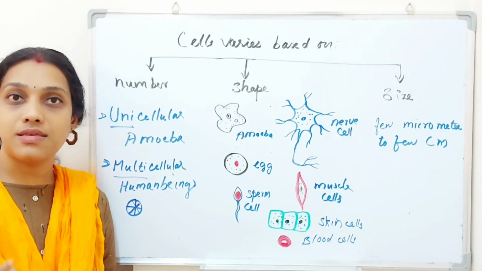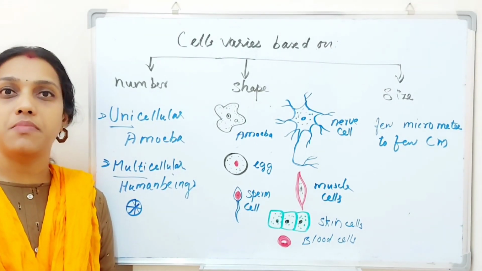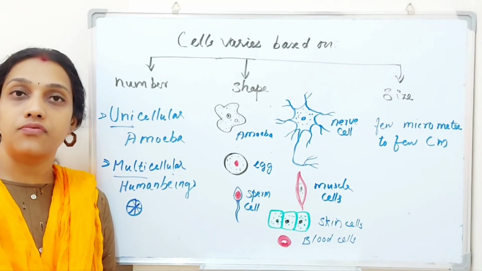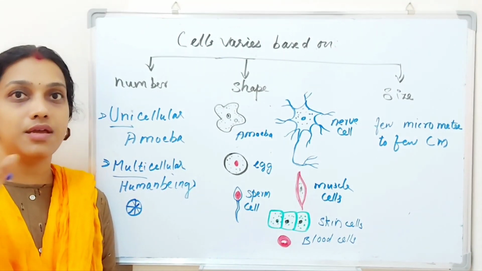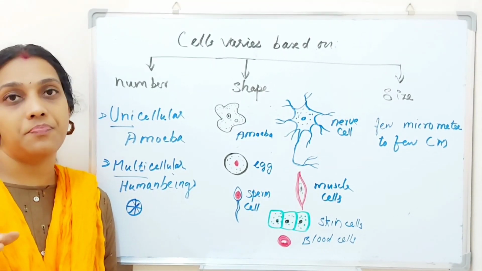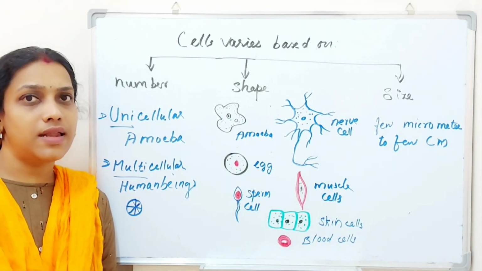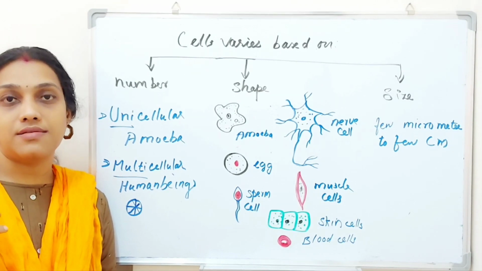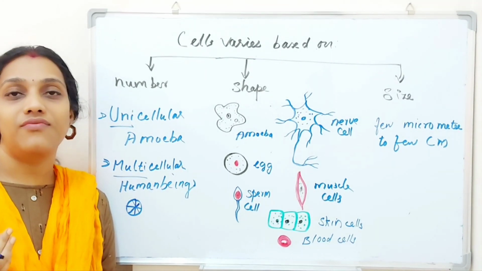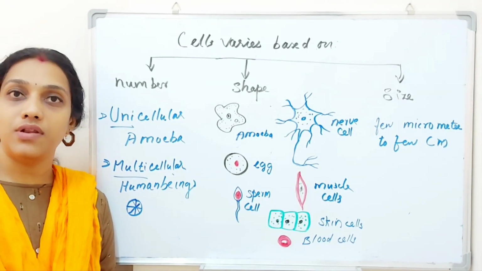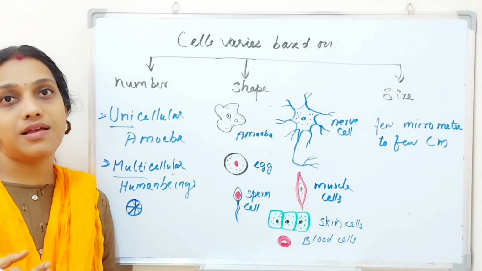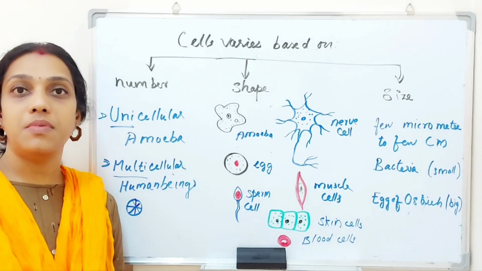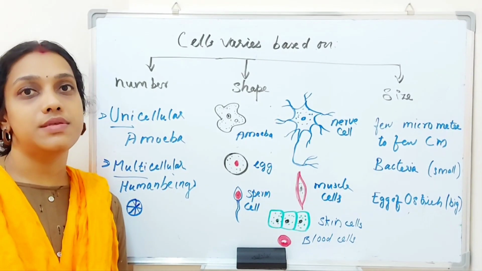Now there are a few large cells also. Large cells can be measured in centimeters. So the size of a cell ranges between a few micrometers to a few centimeters. Now if the cell is very small or minute, we cannot see it with our naked eyes, right? Then how can we see that? We need microscopes. And if it is a bit large, then we can see these cells with our eyes. So a cell can be very minute and up to a few centimeters.